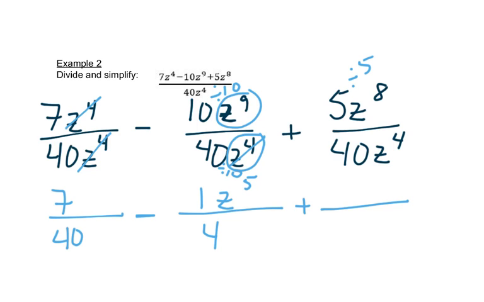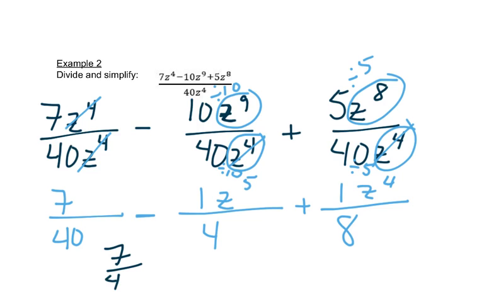Here I can divide the 5 and the 40 by 5, leaving me with 1 over 8. And then this is 8 z's and 4 z's, so these 4 z's will cancel out 4 of that, leaving 4 extra z's on the top. So my final answer would be 7 over 40 minus z to the fifth over 4 plus z to the fourth over 8.